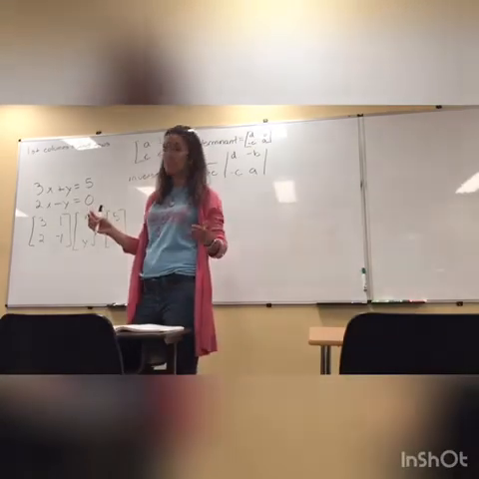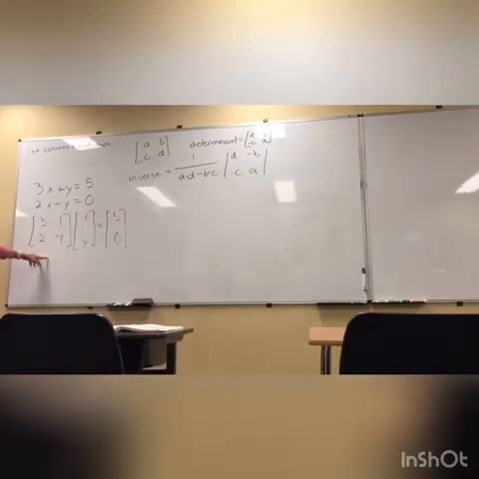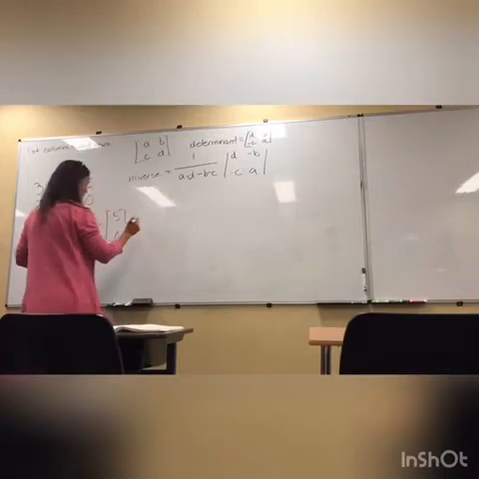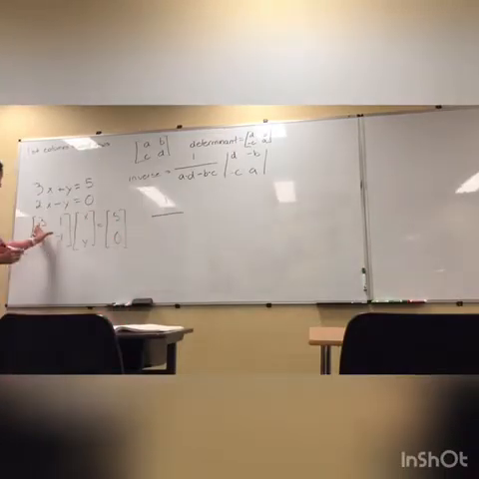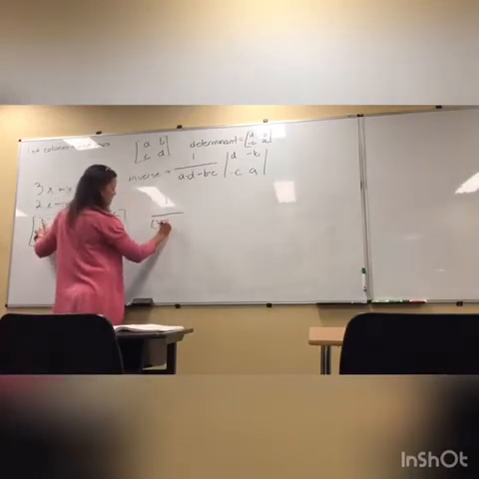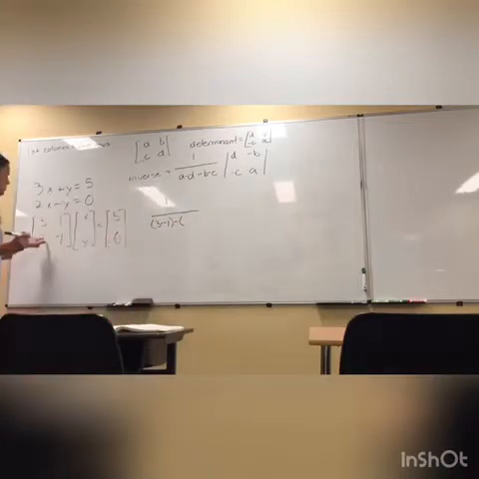So I need to find the inverse of this matrix first. Okay, how do we find that? We need to get the determinant and multiply it by this part. So I'm going to do the 1 over 8 times D. So that's 3 times negative 1. And then we subtract B times C, which is 1 times 2.